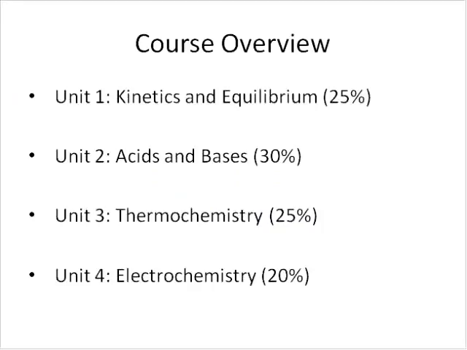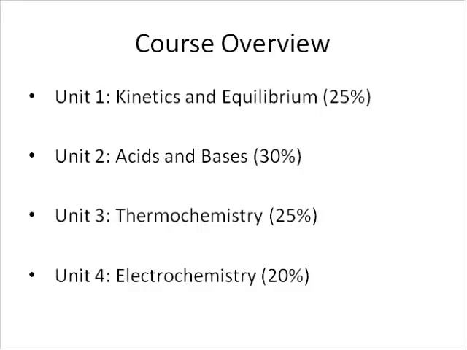A quick course overview here of Chemistry 3202. You know that Chemistry 3202 involves 4 units of study. Unit 1 involves kinetics and equilibrium, which would comprise 25% of the final exam. Kinetics refers to the rates of chemical reactions.